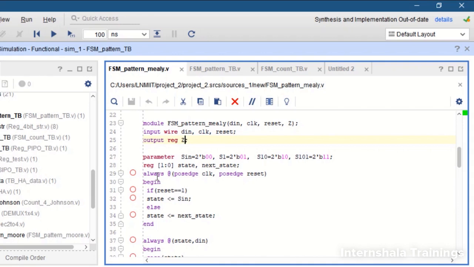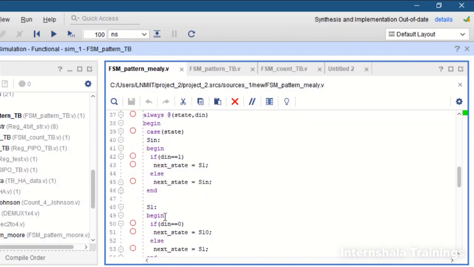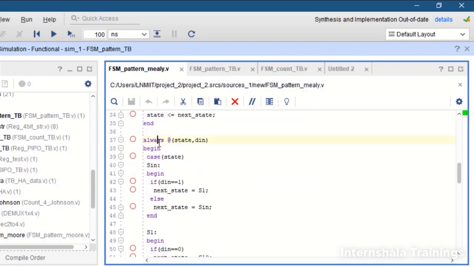Now we are defining always at the positive edge of the clock. If reset is 1, then we are saying state is equal to S initial if we are resetting. If we are not resetting, then whatever is the value of next state, that will go to our state. Now this is our first state transition case statement. Always at state.